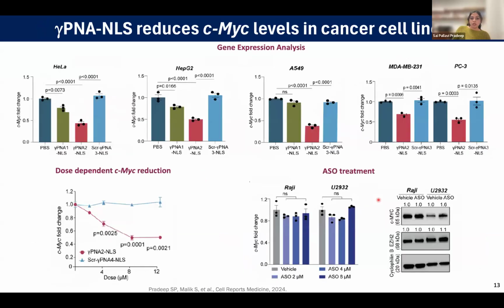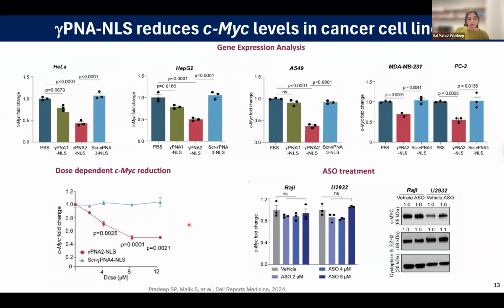So we moved on to check how the PNAs fared in other cell lines, such as cervical cell lines, hepatocellular carcinoma cell lines, triple-negative breast cancer cell line, as well as prostate cancer cell line. And as you can see, we approximately observed a 50% reduction in the c-Myc mRNA across all these cell lines.